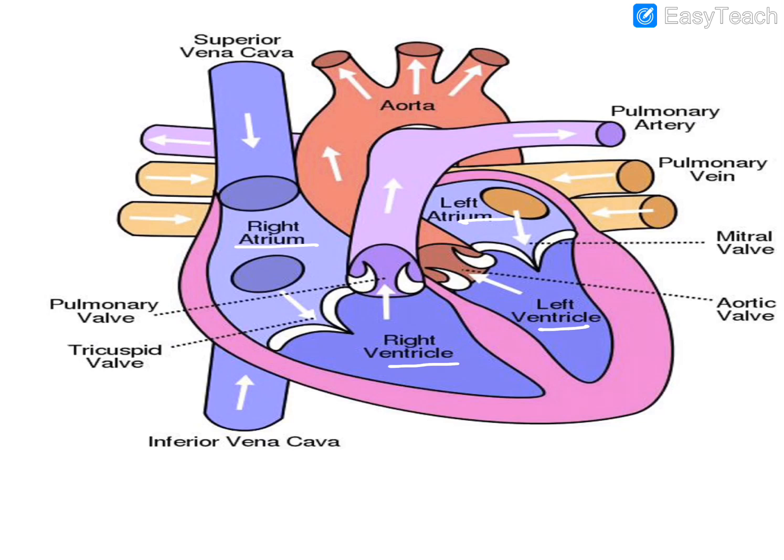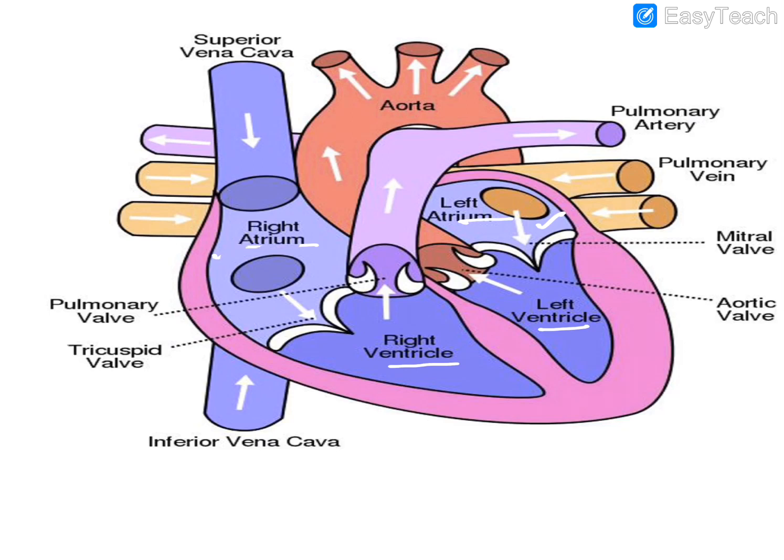So the upper chambers are called atrium and the lower chambers are called ventricles. And those which are present on the right side are right atrium and right ventricle. Those which are present on the left side are left atrium and left ventricle.